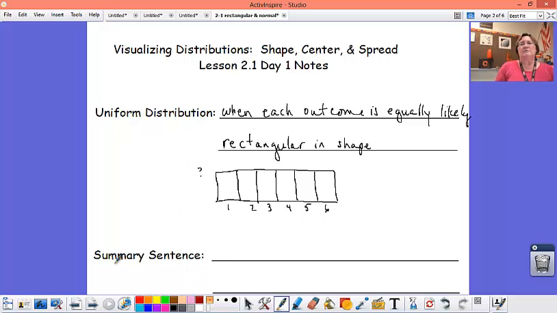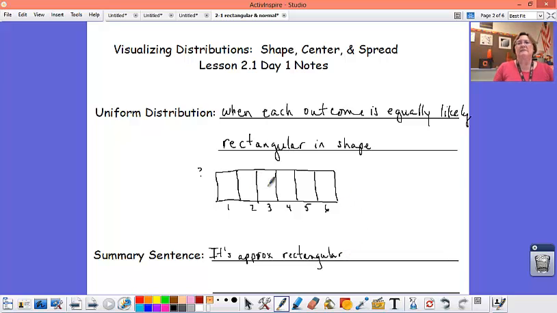If we were going to describe a distribution, we normally want to talk about its shape, its center, and its spread. Folks, we've discussed the shape here. So if I were going to write a summary sentence about this, I'd begin by saying it's approximately rectangular, it referring to the distribution, approximately rectangular.